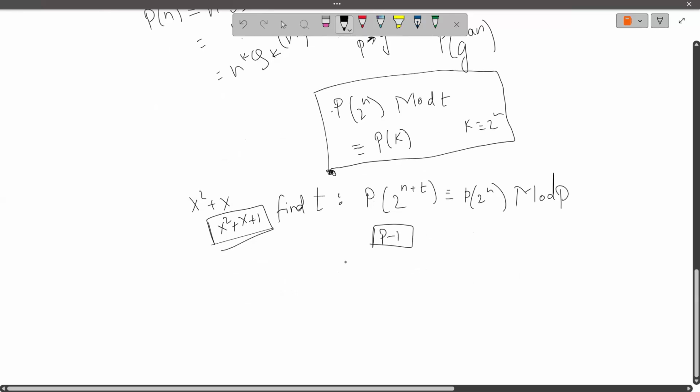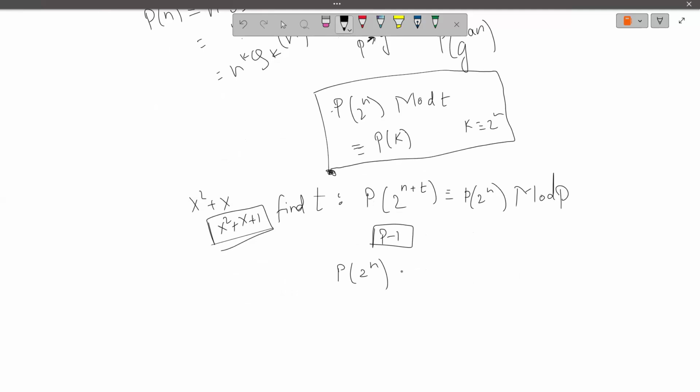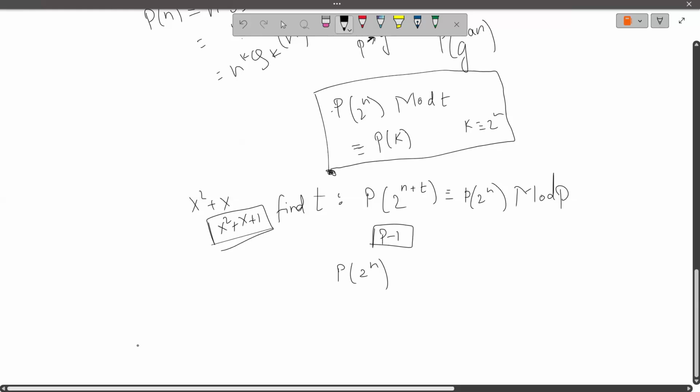Okay, had a limited, as in? P of 2 raised to the power n had a limited number of prime factors. Correct. Fine. Wait, am I audible? Yes, yes. So what were you saying? We're assuming P of 2 to the power n has a limited number of prime factors.